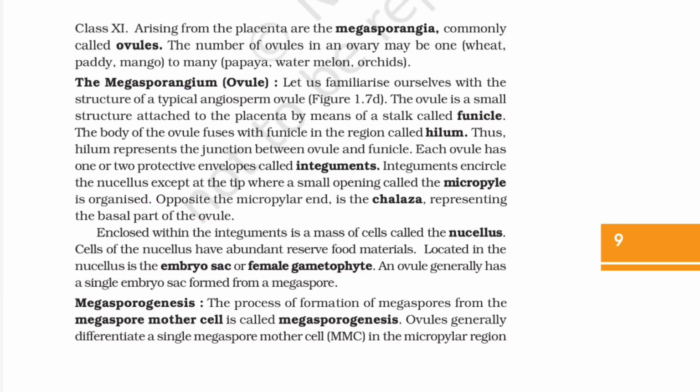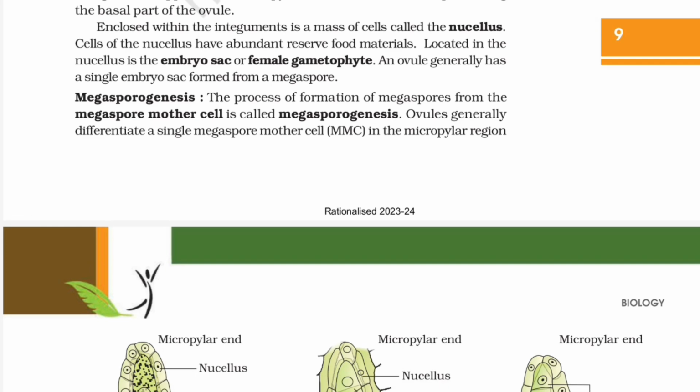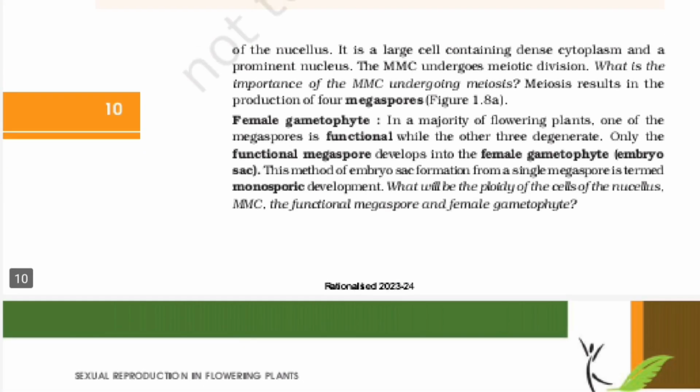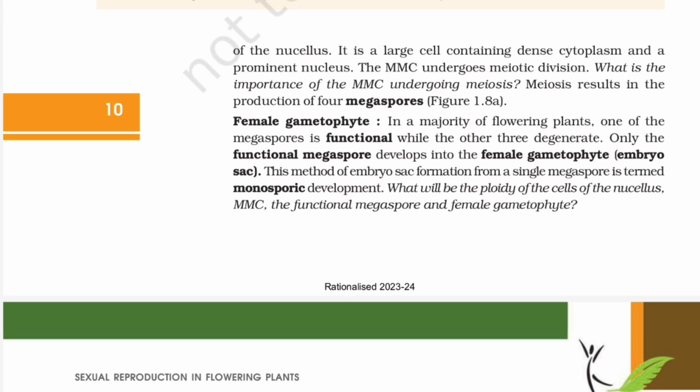Megasporogenesis. The process of formation of megaspores from the megaspore mother cell is called megasporogenesis. An ovule generally differentiates a single megaspore mother cell, MMC, in the micropylar region of the nucellus. It is a large cell containing dense cytoplasm and a prominent nucleus. The MMC undergoes meiotic division. What is the importance of the MMC undergoing meiosis? Meiosis results in the production of 4 megaspores.